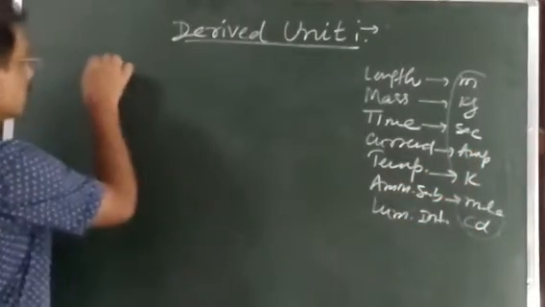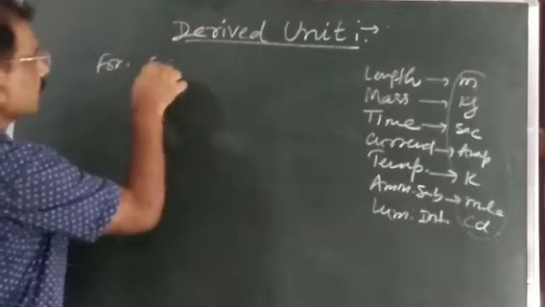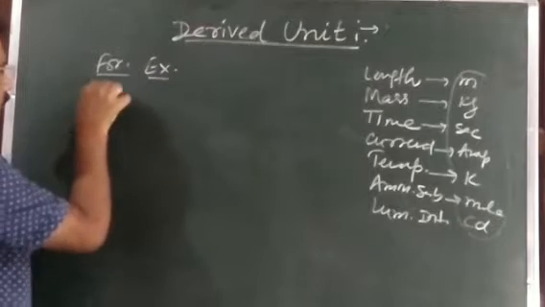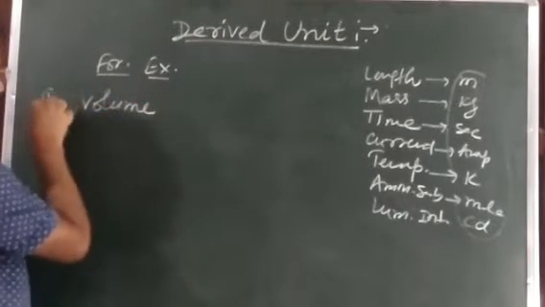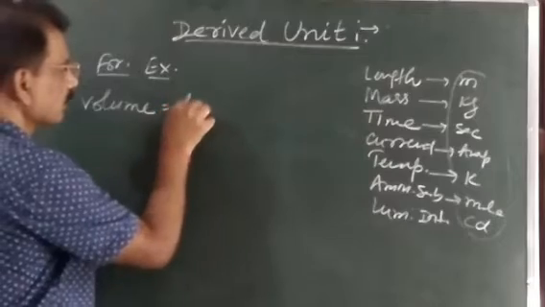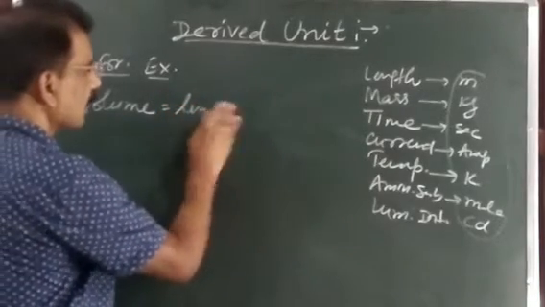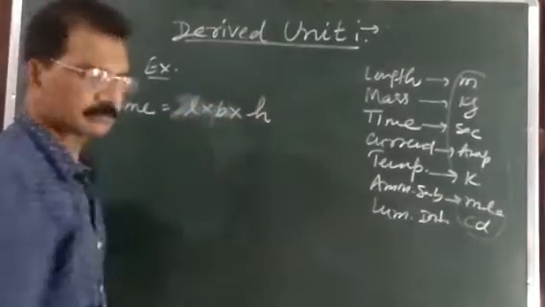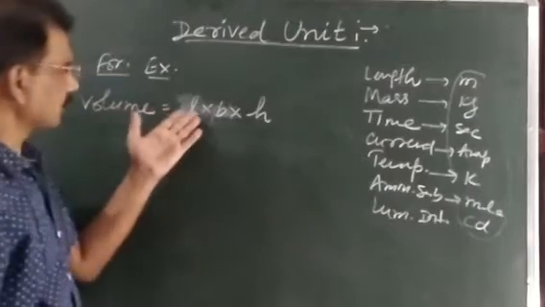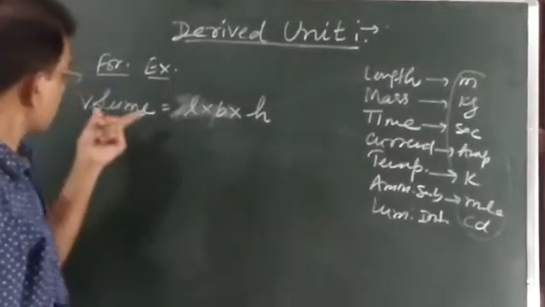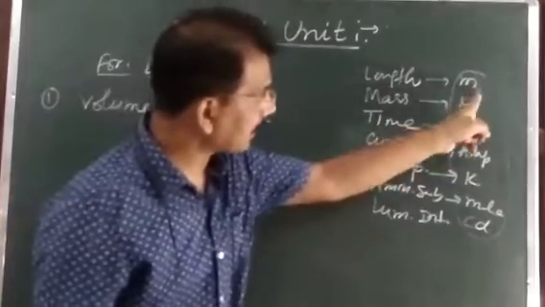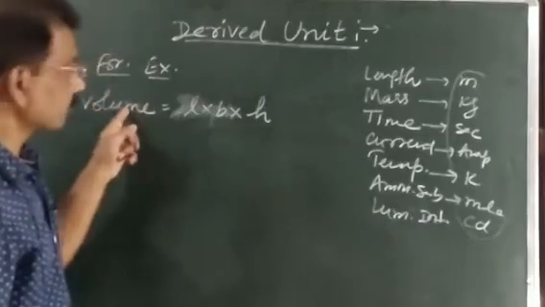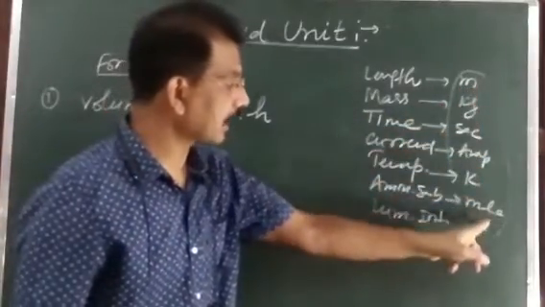जैसे for example, suppose I am saying here volume. All of you know the formula. Volume is length into breadth into height. I hope all of you know this formula. Remember this. Volume is not in the list of fundamental units. ये fundamental unit की list में नहीं है. लेकिन वॉल्यूम की यूनिट को हम फंडामेंटल यूनिट के हेल्प से लिख सकते हैं.